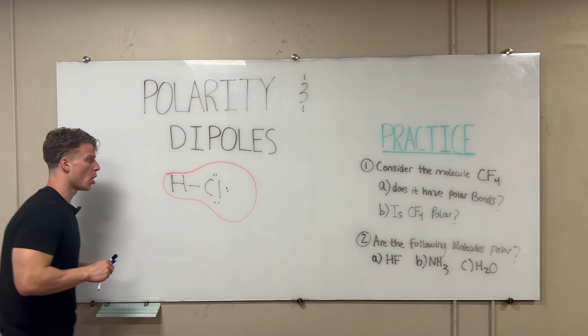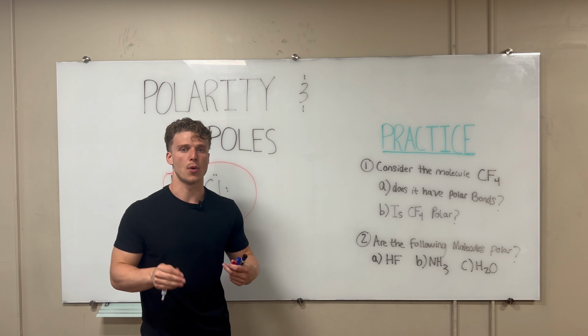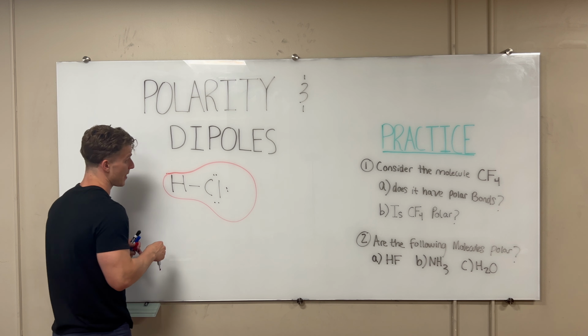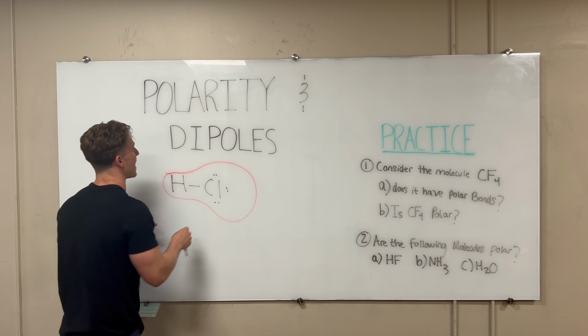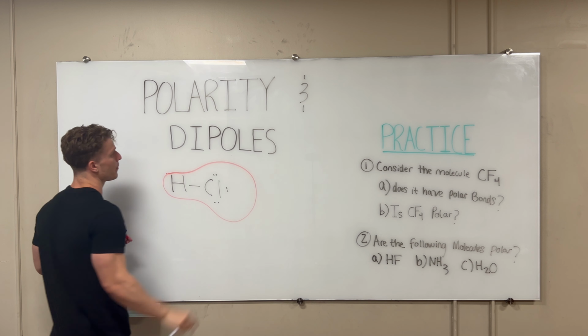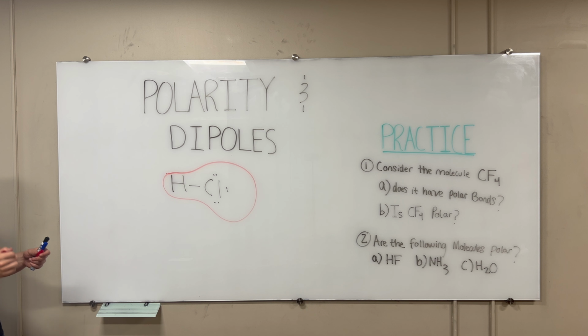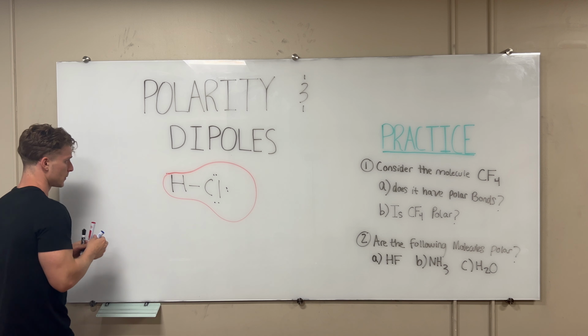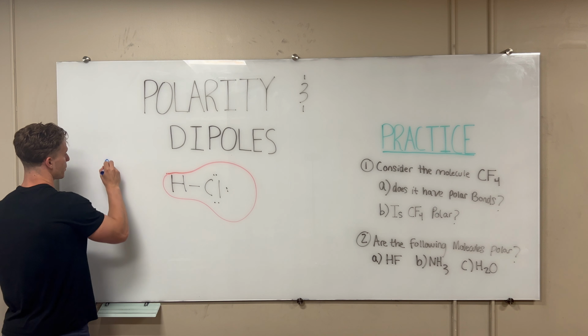Now, the question you'll often be asked is, is this molecule polar? We cannot just say that the molecule is polar because it has a polar bond. We need to actually deal with something called dipoles. So, what are dipoles? Well, dipoles are vectors, right? Let's make sure that we know that they're vectors.